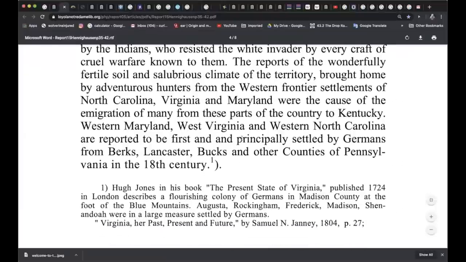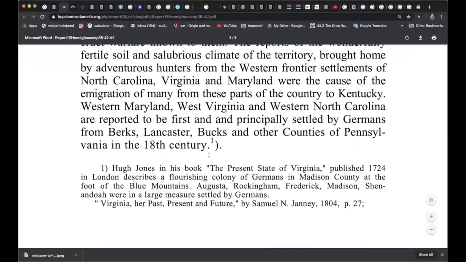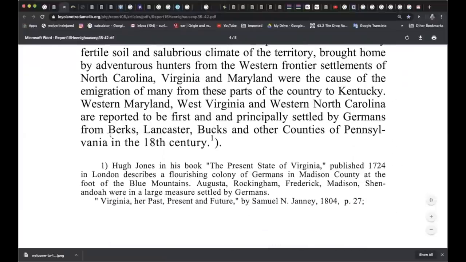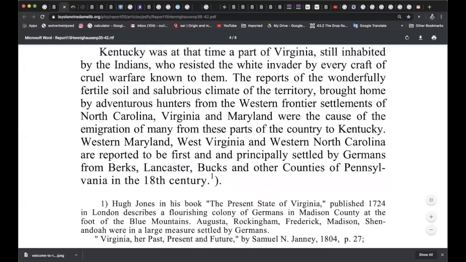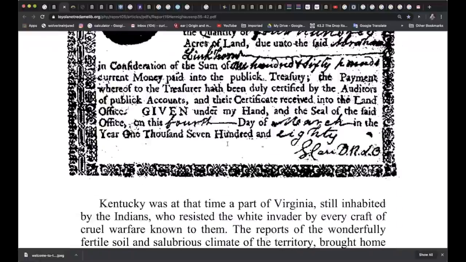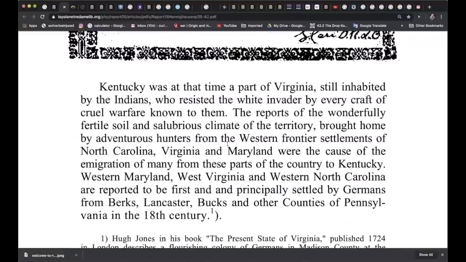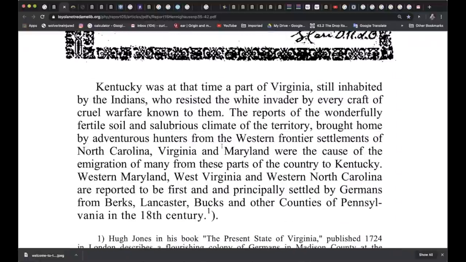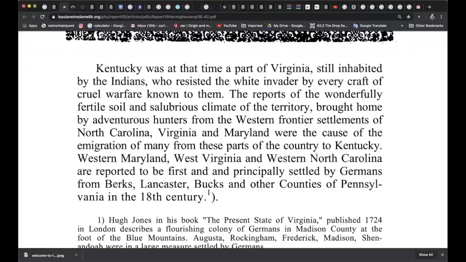Western Maryland, West Virginia, and Western North Carolina are reported to be first and principally settled by Germans from Berks, Lancaster, Bucks, and other counties of Pennsylvania. So now listen to this. So remember, he's saying that their family came from that place in Virginia who had actually been there from Pennsylvania, right, in the Berks, and these were Germans, all right, Germans, Linkhorn.